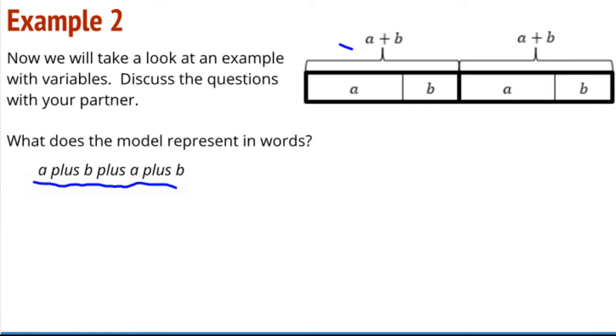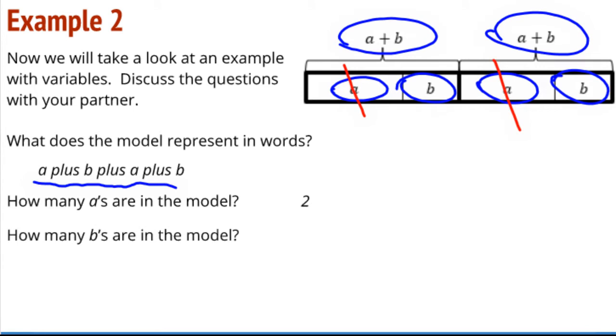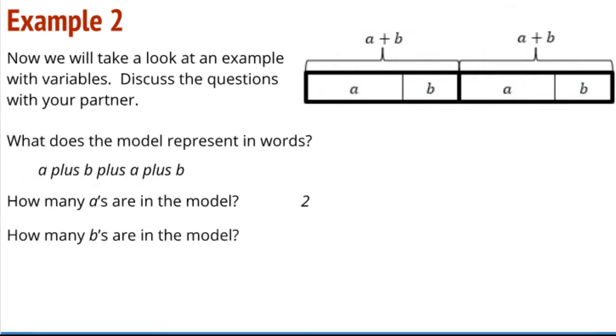Looking at a different model here, notice that this one is different. So we've got A added to B and A added to B. And how many A's are there in the model? Well, 1, 2. And how many B's are there in the model? 1, 2.